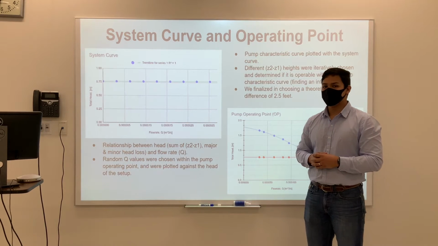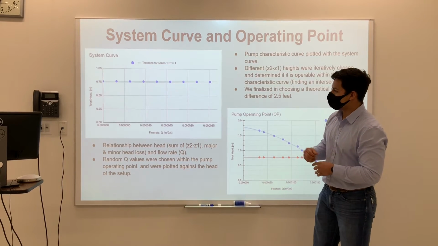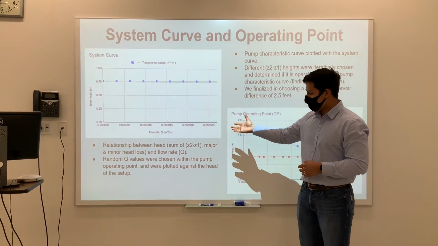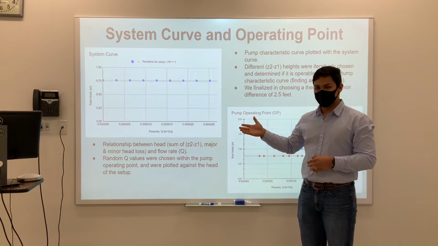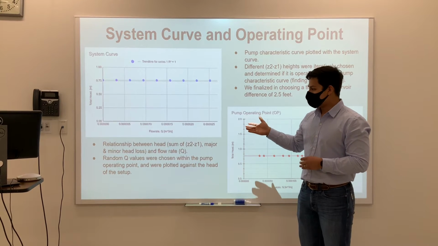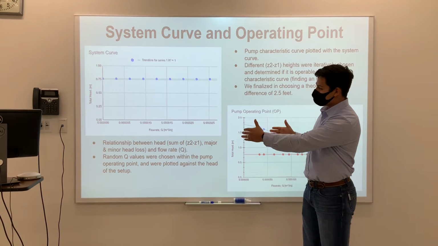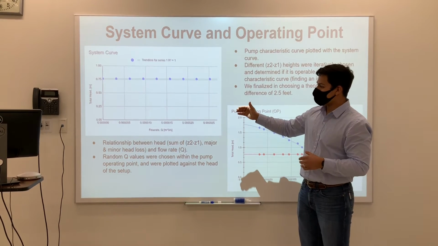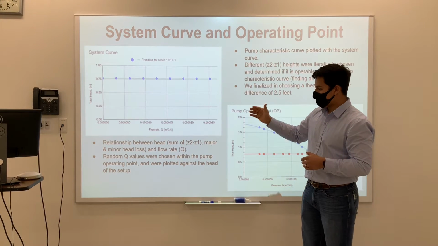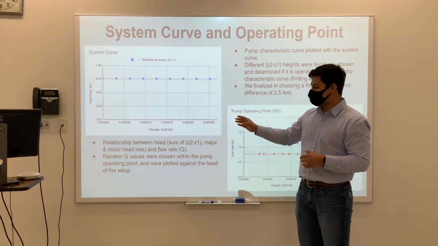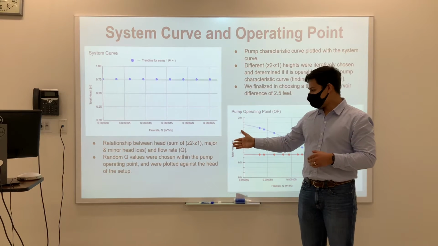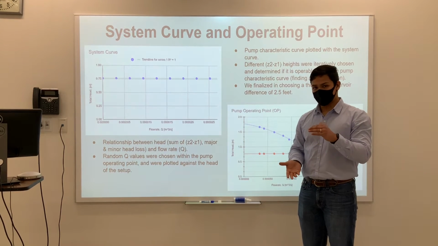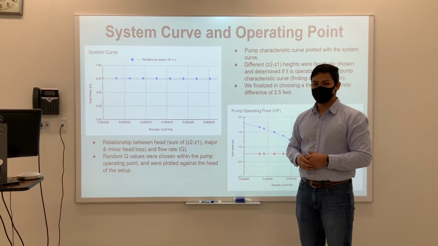Having produced the pump characteristic curve, we are now able to produce the system curve, which, in choosing different flow rate values that are within the operable range of the pump characteristic curve, we choose random values throughout, and we find the total head of what those values would produce. The head in this curve, however, is the relationship between the sum, or the difference in height reservoirs, plus the major and minor head losses.